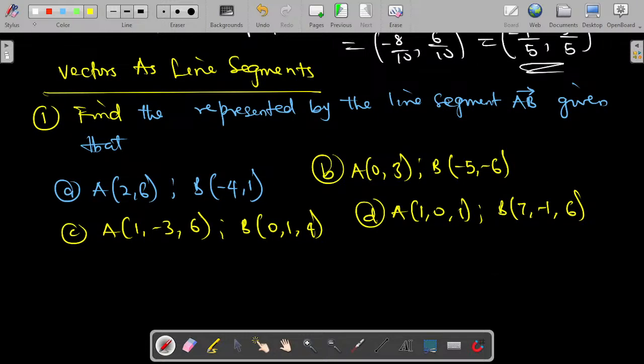Now, watch what we are given here. We are asked to find the line segment, that's the vector that is represented. Oh, find the vector. I omitted it here.